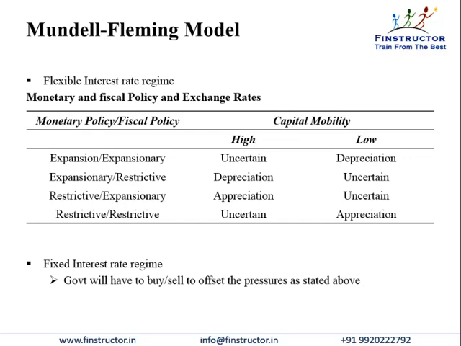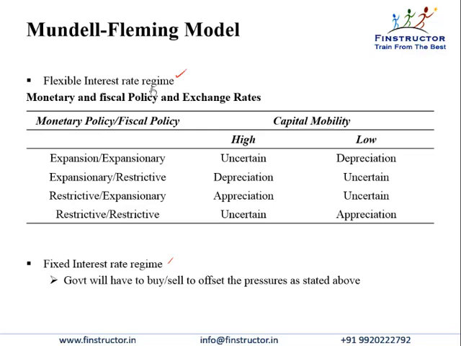Now please pay a lot of attention. A relatively difficult model, but very important. The model given by Mundell and Fleming tries to explain short-term movements in exchange rates, that is, what impacts and determines short-term movements in exchange rates, not interest rates. So we'll study the Mundell-Fleming model under two scenarios. First is a flexible interest rate regime, wherein interest rates can fluctuate depending on demand and supply and market forces, and second, a fixed rate regime wherein the government ensures that against one currency the interest rate is pegged or remains fixed.